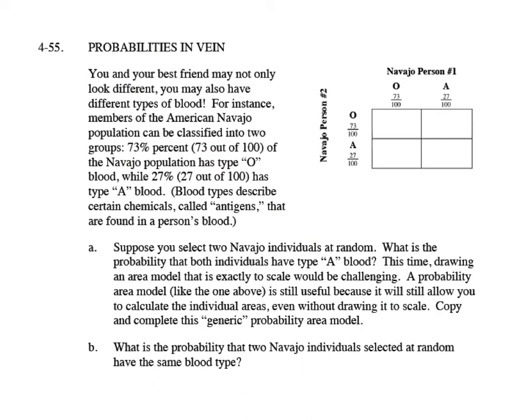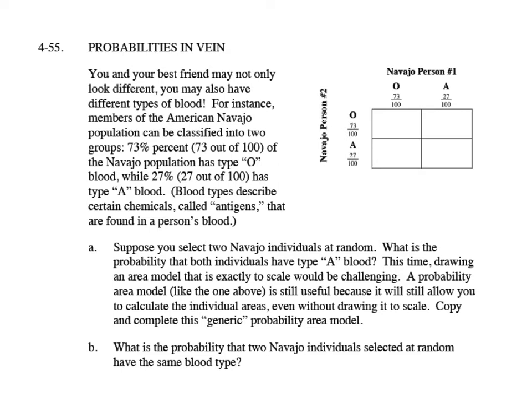It says you and your best friend may not only look different, but you might also have different types of blood. For instance, members of the American Navajo population can be classified in two groups. 73% of the Navajo has type O blood, while 27% has type A blood. And so it says, suppose you select two Navajo individuals at random. What is the probability that both individuals have type A blood?